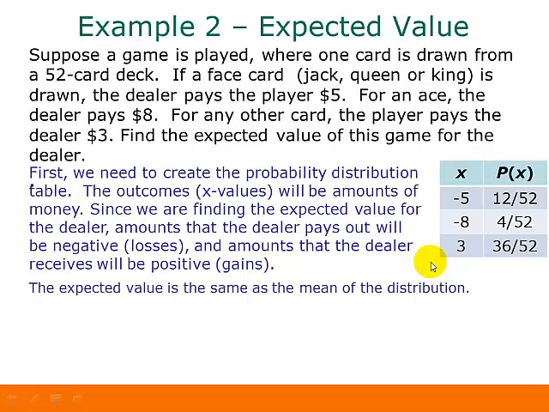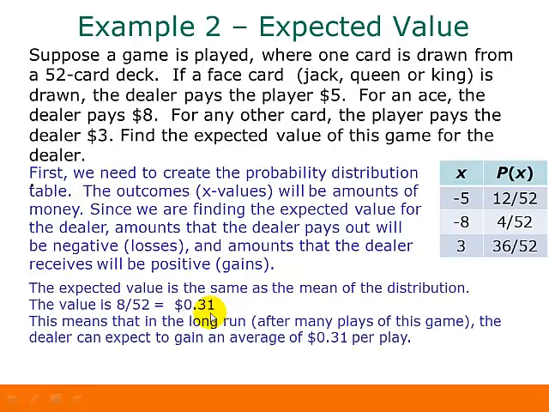Now we're trying to find the expected value of this game, which would be the same as the mean of our probability distribution. If we calculate that either by hand or using our calculator, we get the value of 8 over 52, or 31 cents. What this means is that in the long run, so after many plays of this game, the dealer can expect to gain an average of 31 cents per play.